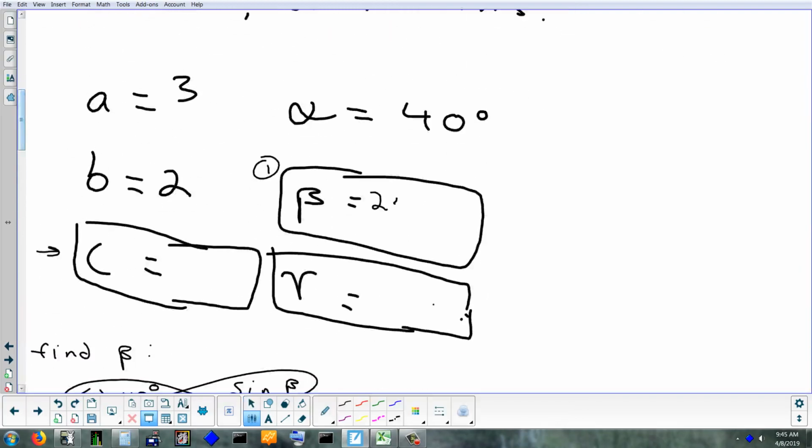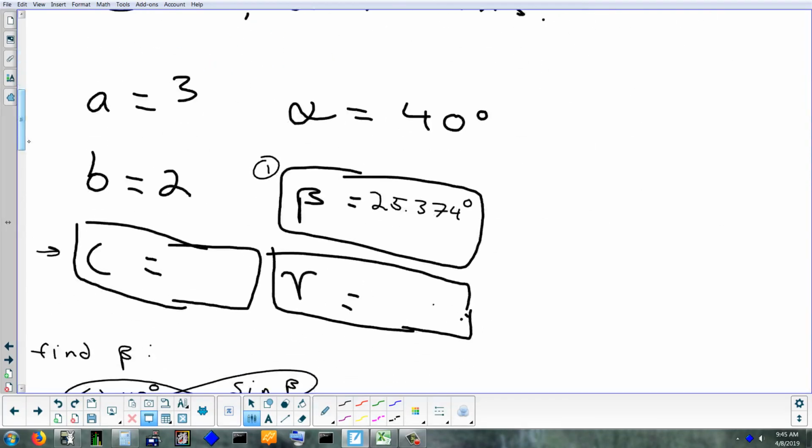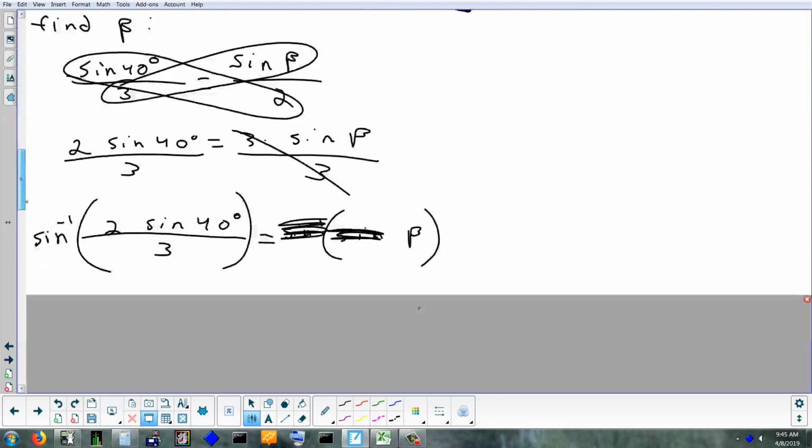Any questions on how I got that? So all I know at this point is it's not a no solution. So it could be a two solution, or maybe it's just a one solution. Is there a second answer for beta? That's what I need to find right now. And I'm going to show you how you find out if there's a second answer. It involves the number that you just found, 25.374.